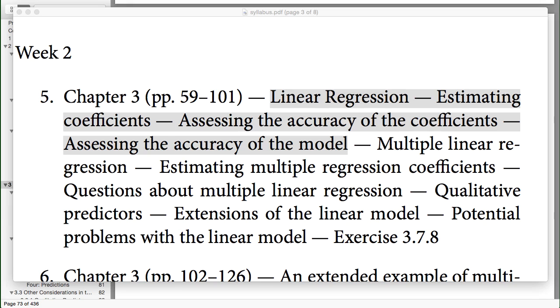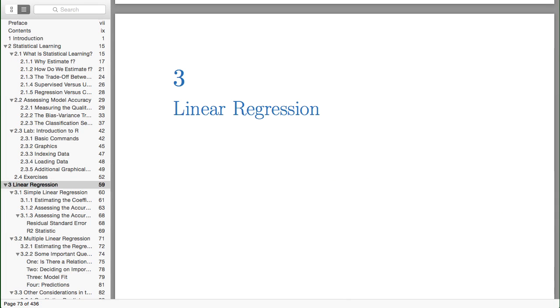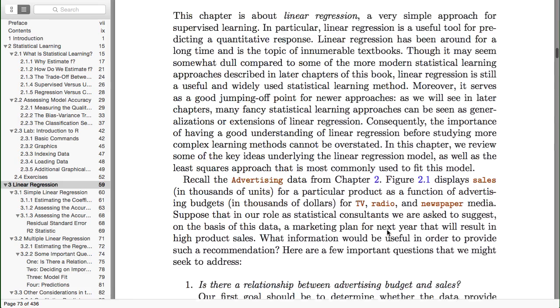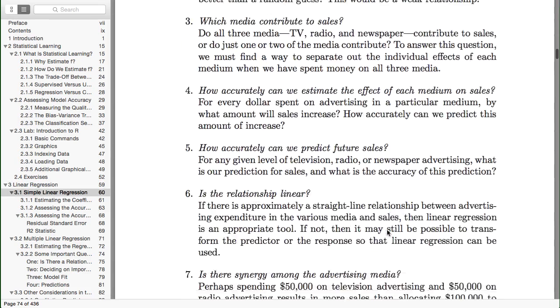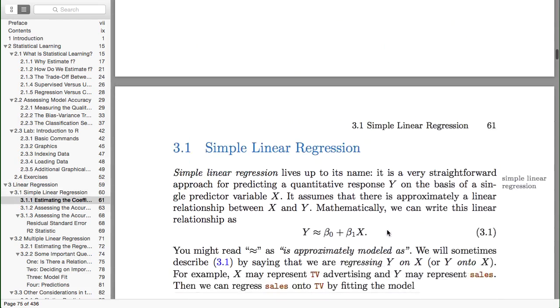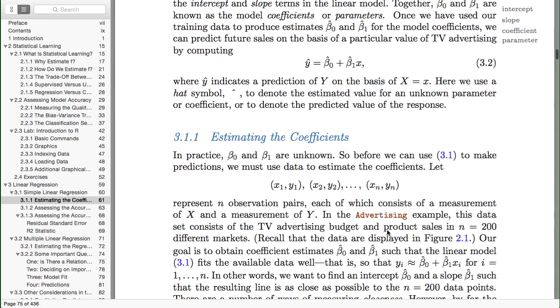So let's get started. In this video, I'd just like to talk about simple linear regression and the subtopics of that: estimating coefficients, assessing the accuracy of the coefficients, and then assessing the accuracy of the model overall. So I'm going to just plow through the textbook and hit the highlights here. The very beginning, I don't think you need any introduction to. I think the beginning is pretty self-explanatory.